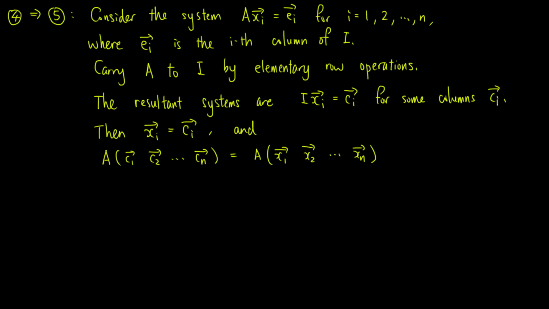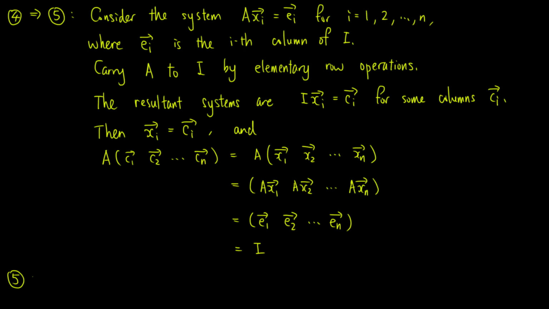By a property of matrix multiplication, this equals the matrix with columns A times X1, A times X2, up to A times Xn. So this equals the matrix with columns E1, E2, up to En, which is just the identity matrix. So the matrix with columns C1, C2, up to Cn is the matrix C that we want to find.